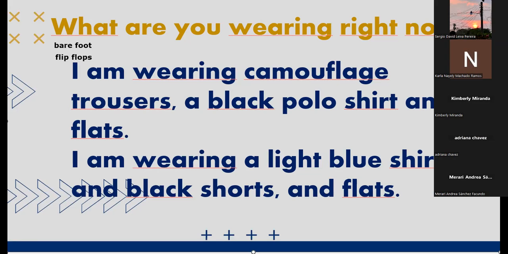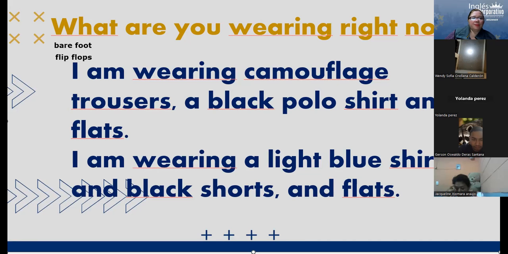Well matched. Okay, guys, look, this is the way to talk about the clothes we are wearing, okay? This is how to describe what you are wearing.